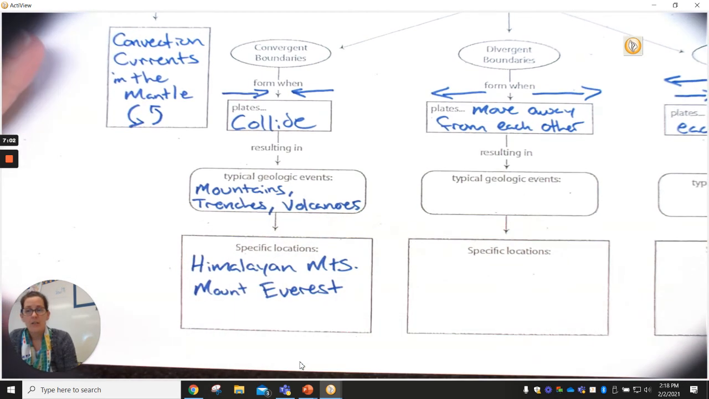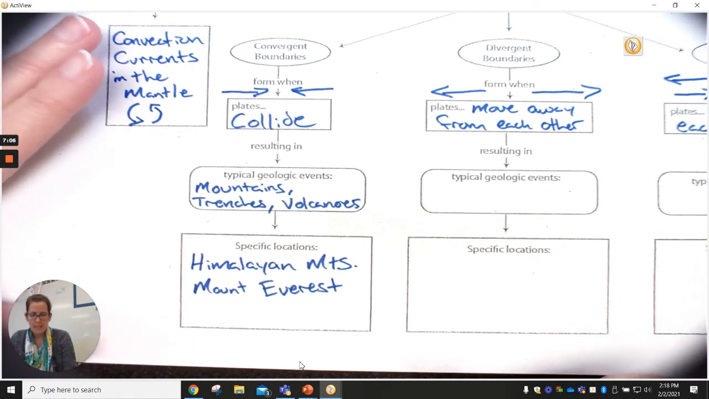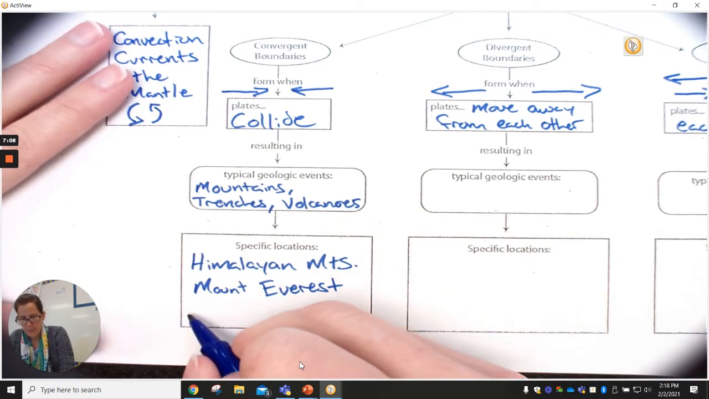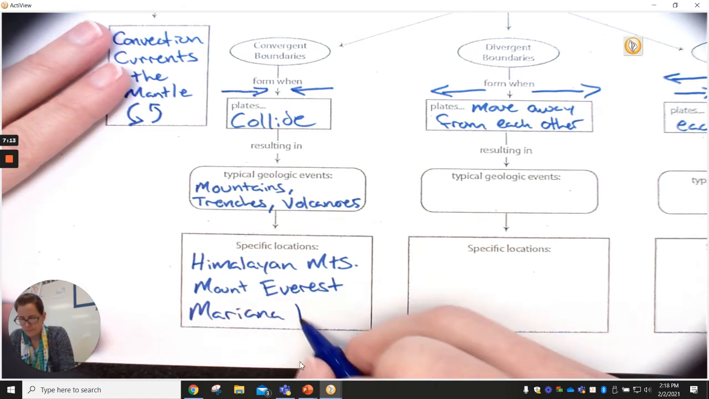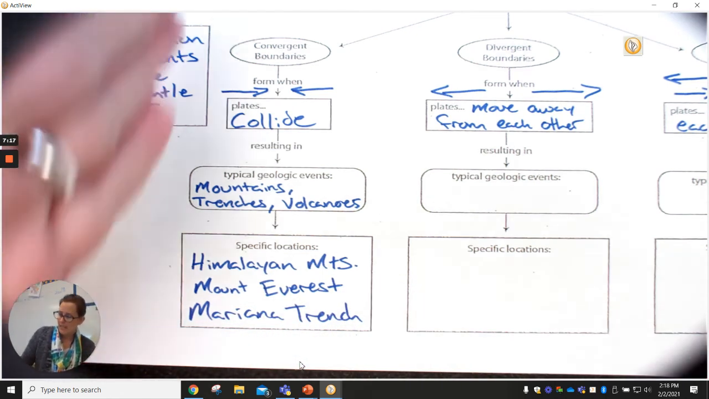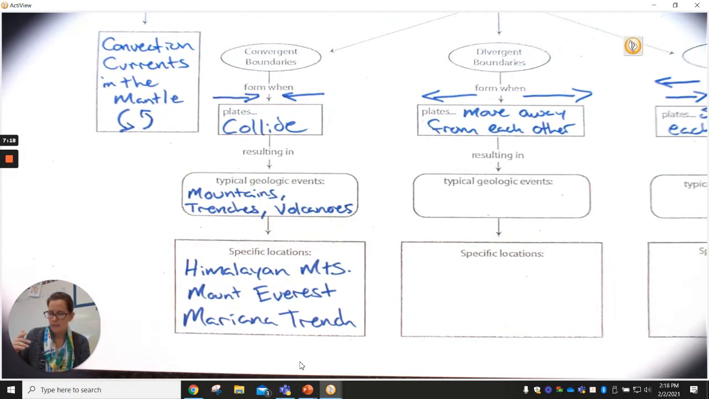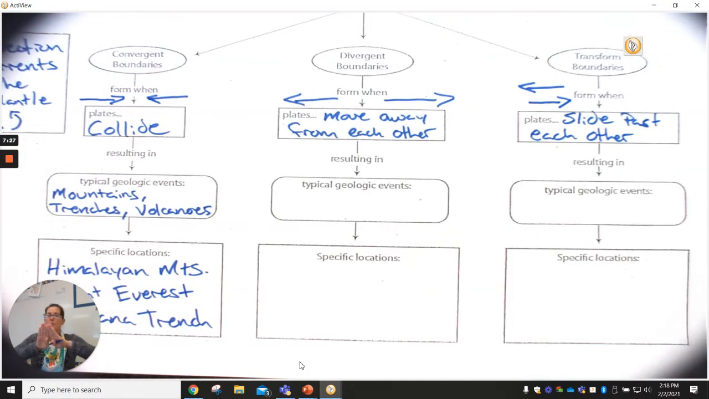And then a good example of a trench being built would be the Mariana Trench. I'm not sure if I said that right, but okay. So there's some good examples, some locations, of things that happen at a convergent boundary when plates move towards each other. Next, we're going to talk about a divergent boundary where the plates are moving away from each other, okay?